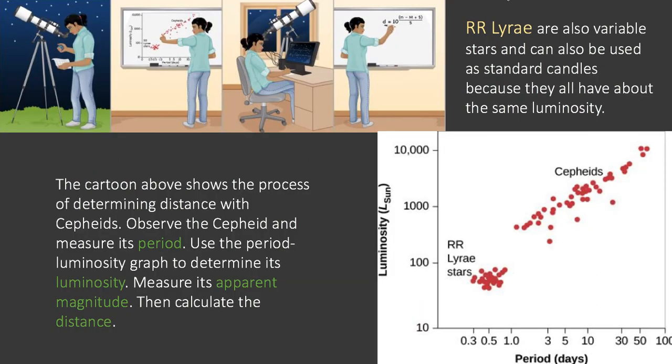Okay, there are other types of variable stars that have similar relationships. Another type is called the RR Lyrae. They can be used as standard candles, but they're not quite as good standard candles as the Cepheids.